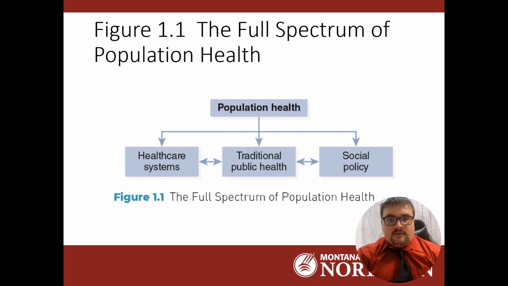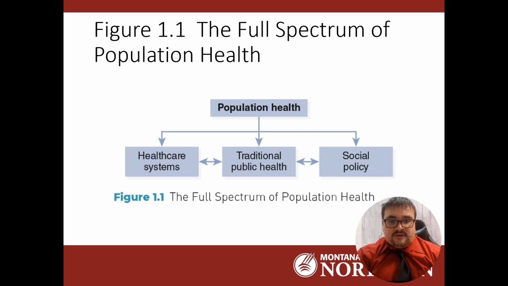All right, so what I have here is a little figure on what we call the full spectrum of population health. Starting off, we have our healthcare systems, which are often for your direct care and treatment. What they do is diagnose and treat your injuries or illnesses. A real world example can be your hospitals, clinics, and doctors' offices.